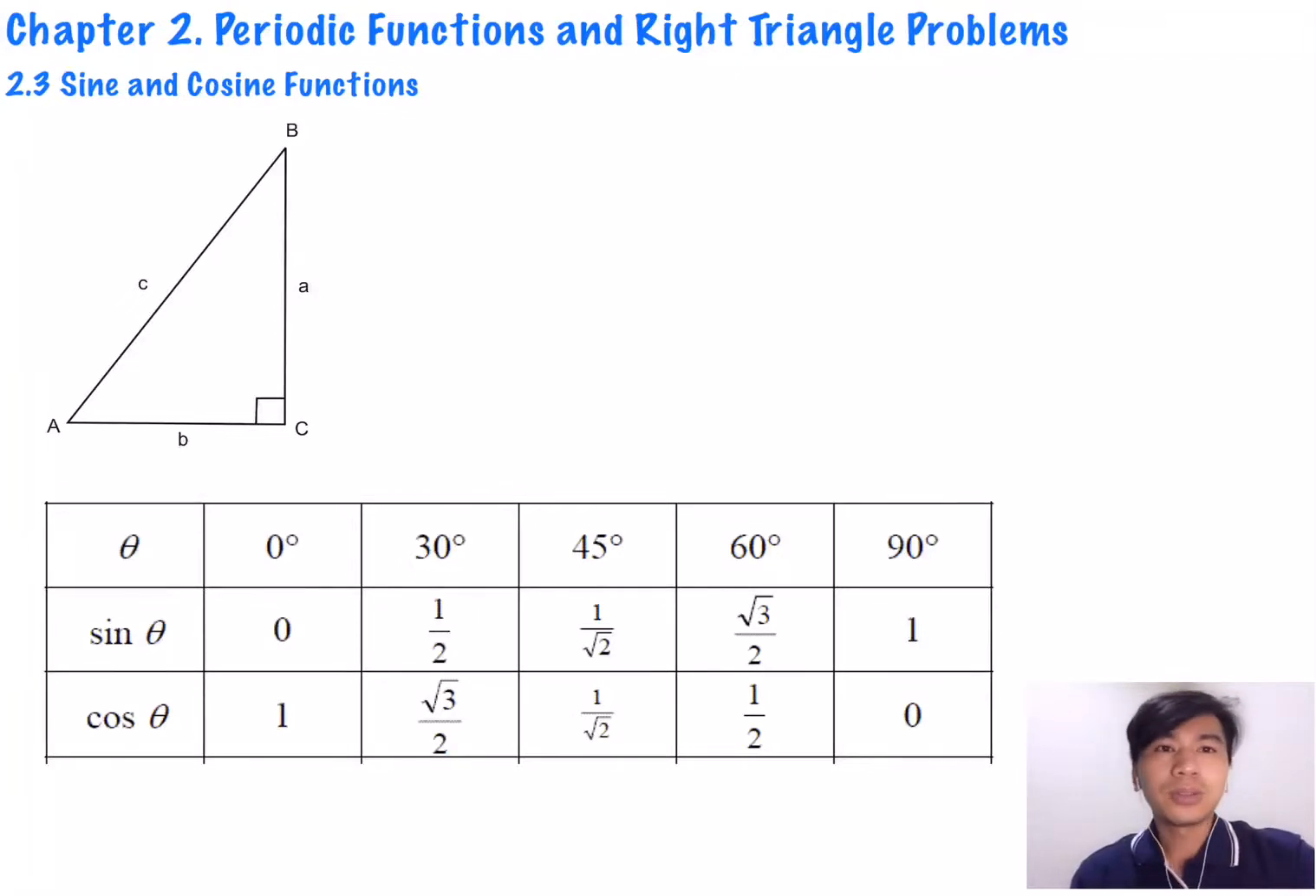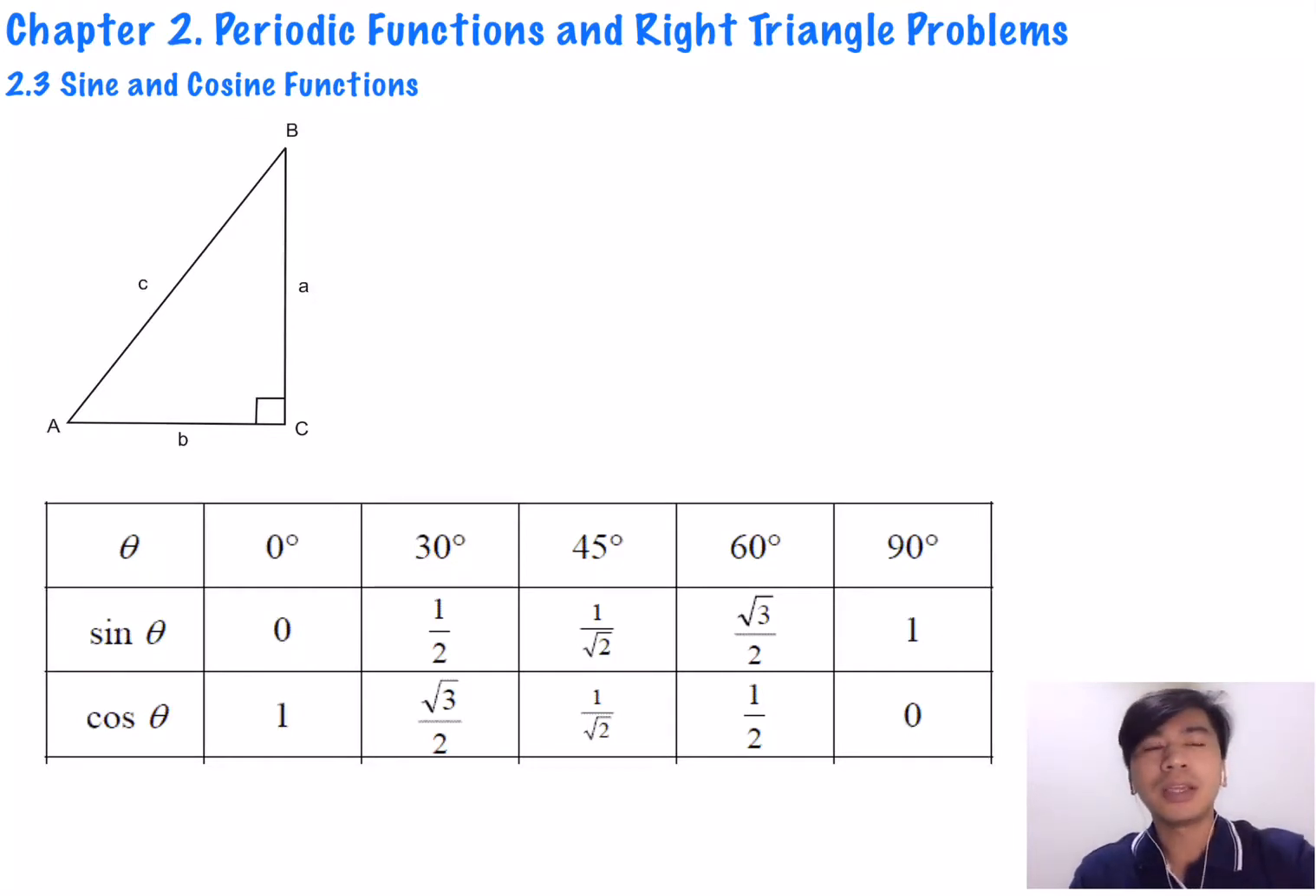We are going to continue with 2.4, which is the values of 6 basic trigonometric functions. But before that, let's review a bit about sine and cosine functions, because if you understand sine and cosine functions, 2.4 will be so brief, okay? Trust me for that one.